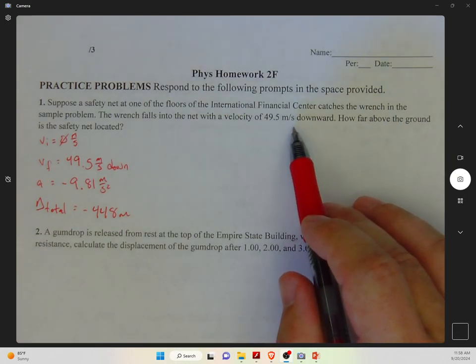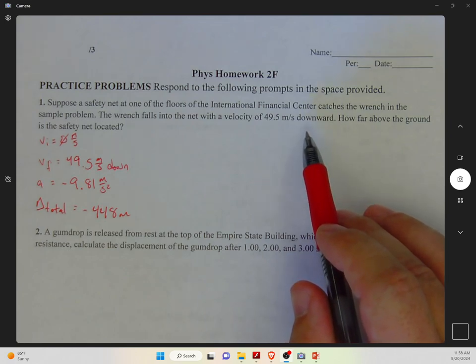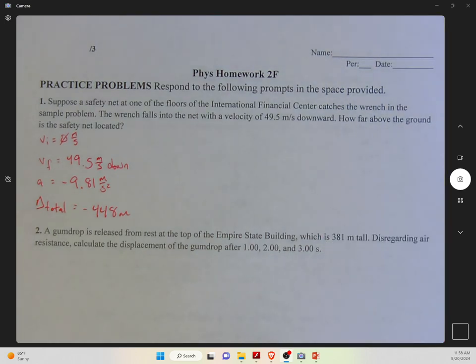So it's going to be a completely different situation from the sample problem, because it's not falling all the way to the ground.